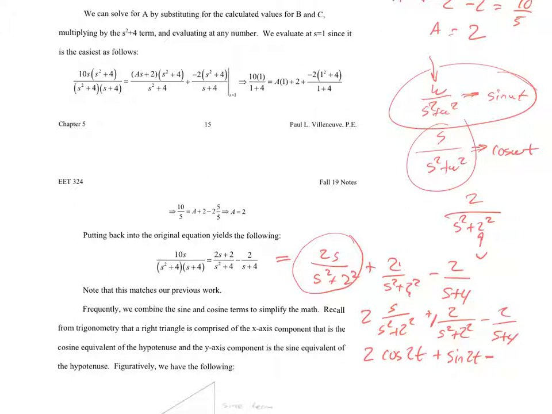Okay, then the next one. Do you see an s squared in there? So what does that look like in the table? 1 over s plus alpha is e to the minus alpha t. So what is this? Minus 2 e to the minus 4t is your f of t. Okay? Questions on that?